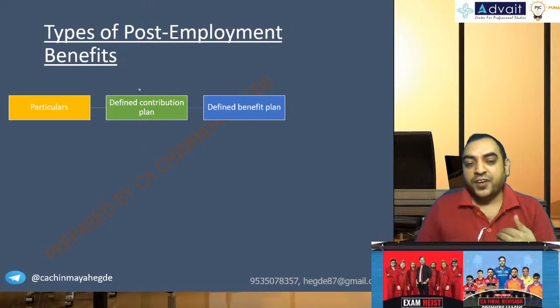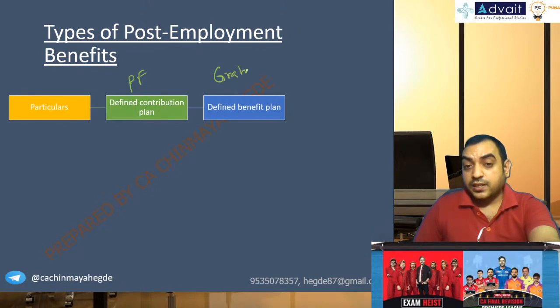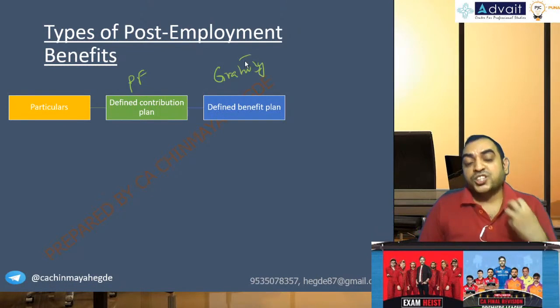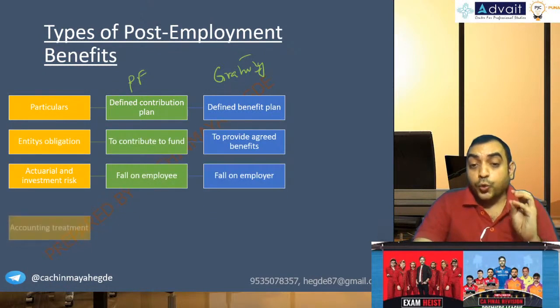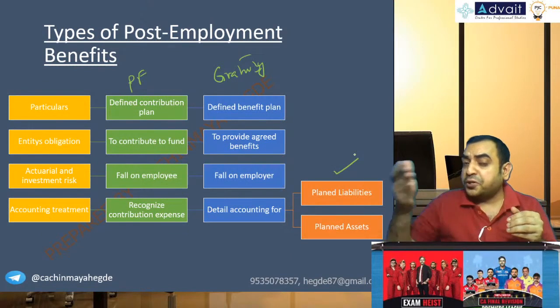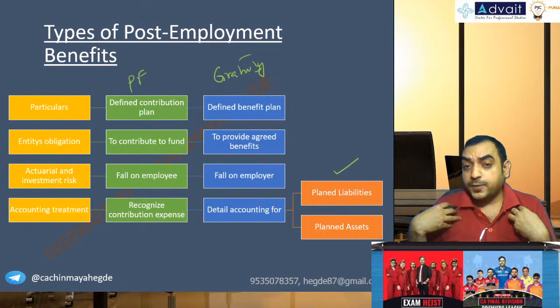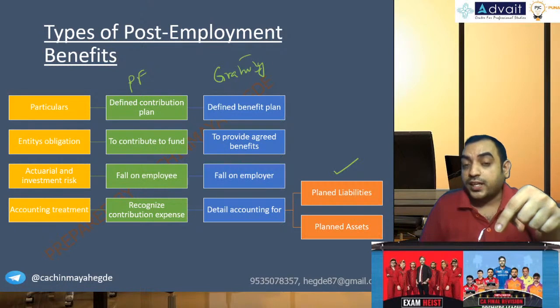So what happens in defined contribution, like PF? The employer contributes, his responsibility is over, he takes no further responsibility, no further liability. But in a defined benefit plan like gratuity, the employer assumes responsibility. Employer assuming responsibility means two things are to be created. One, he has to create an expense over a period of time because he gets the benefit. He can't create the liability on the payment, that becomes cash basis accounting.